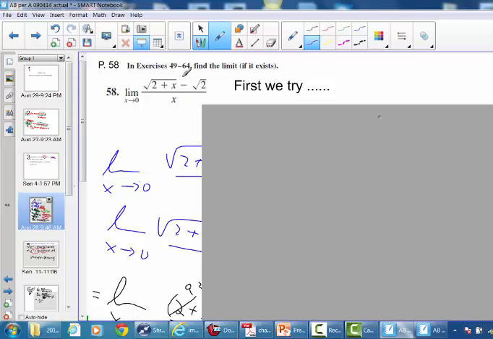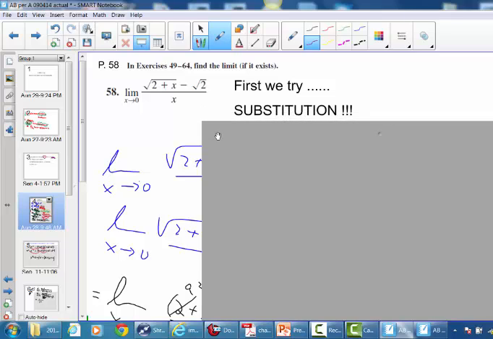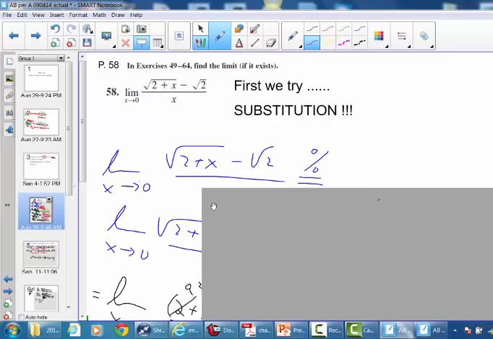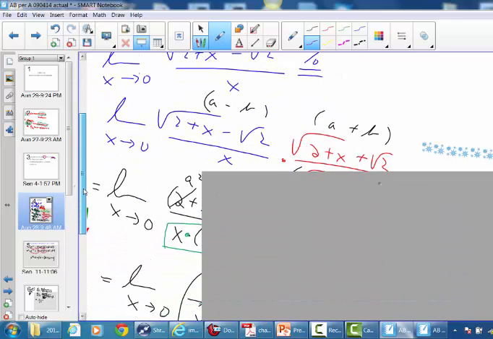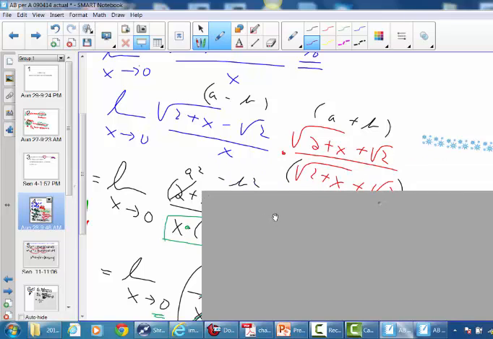So here's an example. All it says is find the limit if it exists. Remember, the first thing we always try is substitution. If I replace x by 0, I will get root 2 minus root 2, which is 0, and if I substitute x equals 0 in the denominator, I'll get 0 over 0. You're not going to factor this, you're not going to simplify this, but you can rationalize the numerator. You're dealing with an irrational numerator and you want to rationalize it. You want to get rid of the two radicals.